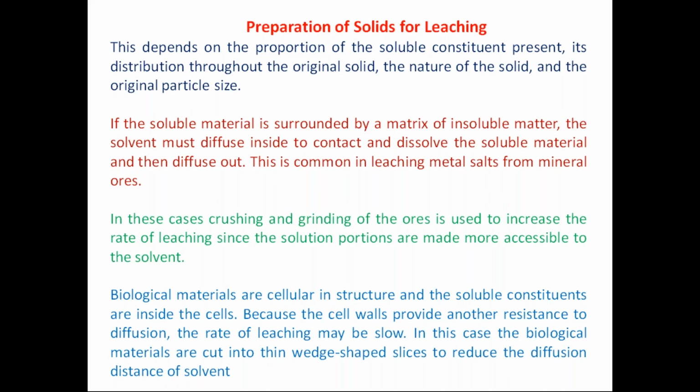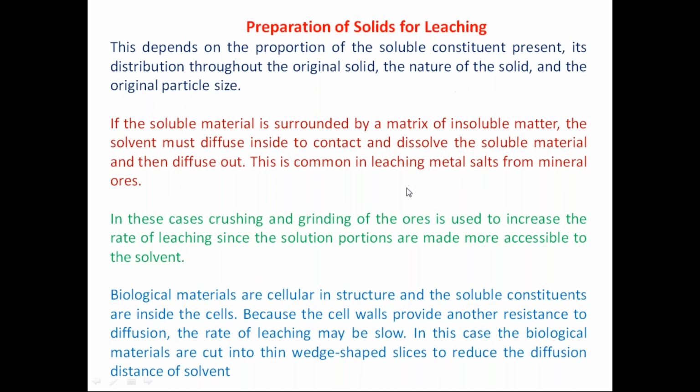So leaching usually depends on the proportion of the soluble constituent present, its distribution throughout the original solid, the nature of the solid, and the original particle size. These are the three parameters which will affect it: the distribution of the soluble material, the nature of the solid, and the original particle size. If the soluble material is surrounded by a matrix of insoluble matter, the solvent must diffuse inside to contact and dissolve the soluble material and then diffuse out.